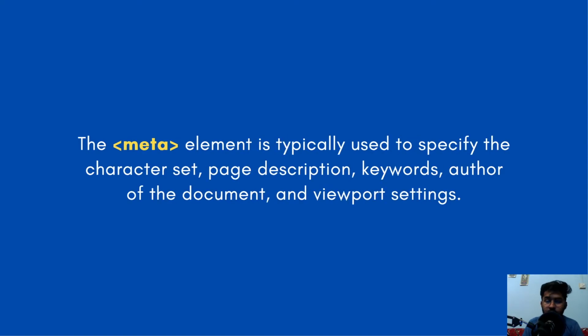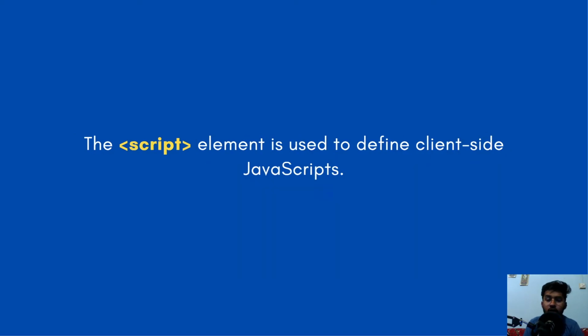Okay, meta element, there are different functions of the meta element. It could be used for the character set, page description, and keywords if you want to use, author of the document, and also the viewport settings. And we also use the script element within the head element. The script element is used to specify the client side JavaScript.